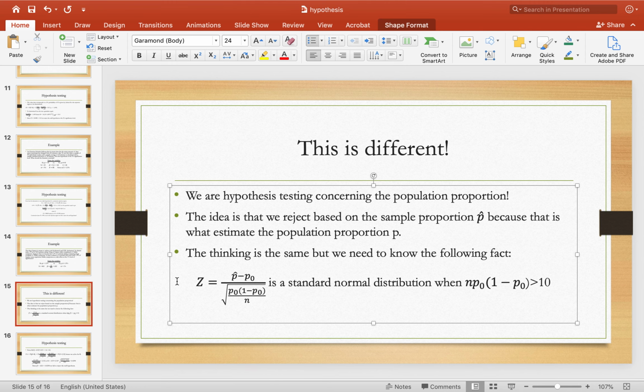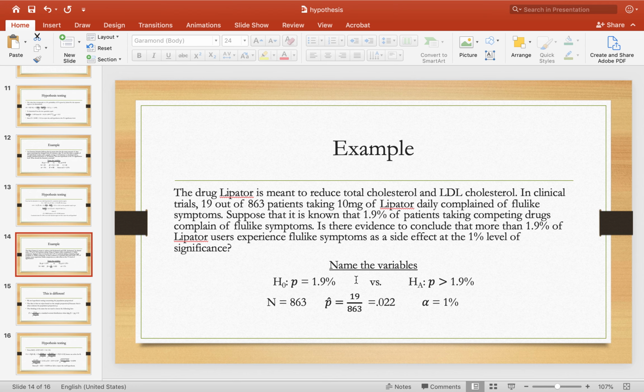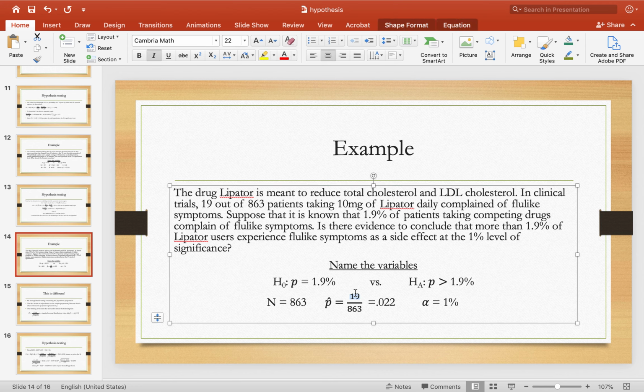But if I was to take another sample, I might not get 19 individuals out of 863. If I was to take another sample of 863, I might get 20, I might get 21, I might get 18. At what point is that conclusive enough to say that the drug Lipitor has a greater proportion than that of 1.9%? And we're going to do that according to probability. Our probability is going to be based on this 1% level.